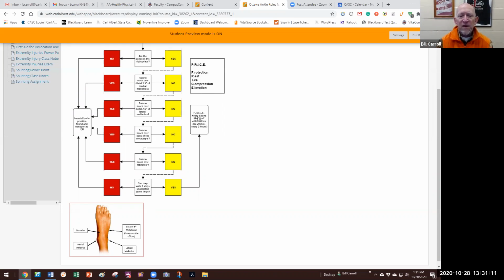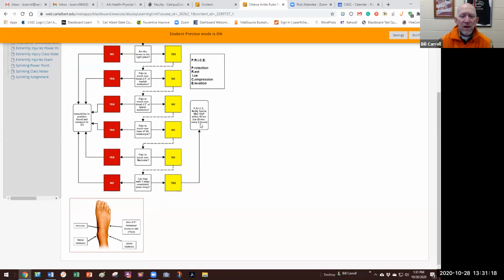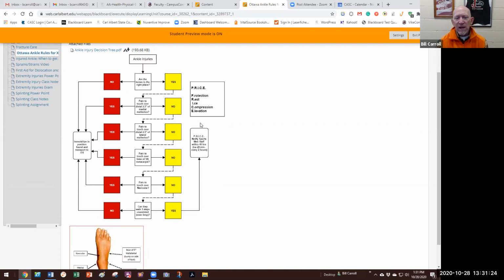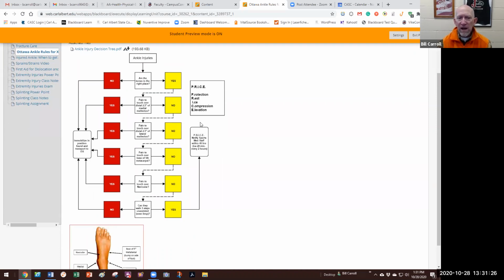Here we have: notify sports med staff within 48 hours, ice 20 minutes every 2 hours. So that is the ankle decision tree, more commonly known as the Ottawa ankle rules. And this is what we employ with our own athletes here at Carl Albert State College.